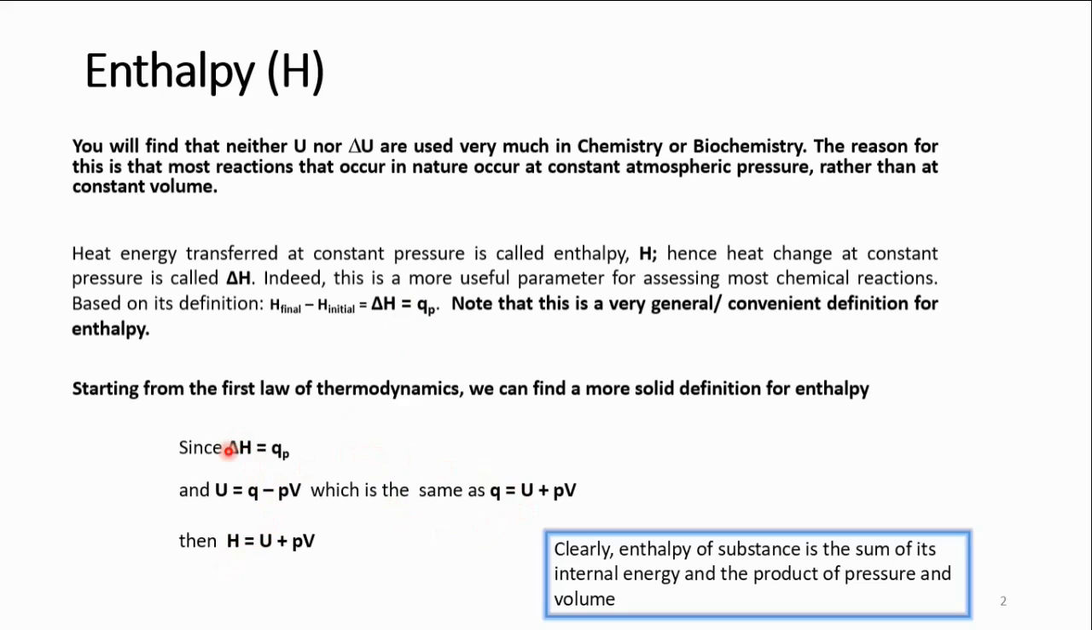Now, since delta H is equal to Q at constant pressure, and we know that U, which is the internal energy, is equal to Q minus PV, we can rearrange this expression such that Q is the subject. Q is equal to U plus PV then. We know that H is equal to Q, so we can now write H is equal to U plus PV. This is basically telling us that the enthalpy of a substance is the sum of its internal energy and the product of pressure and volume under which that substance exists.